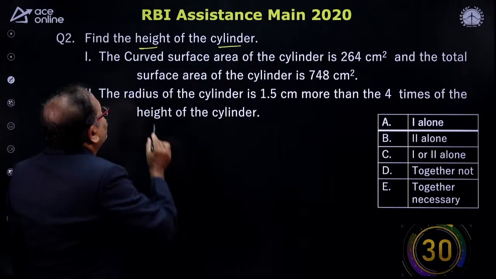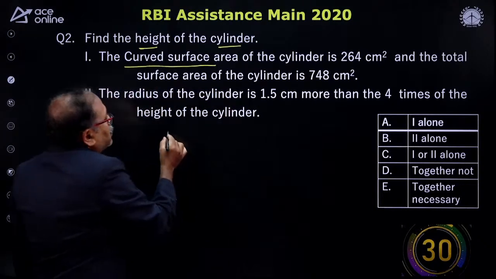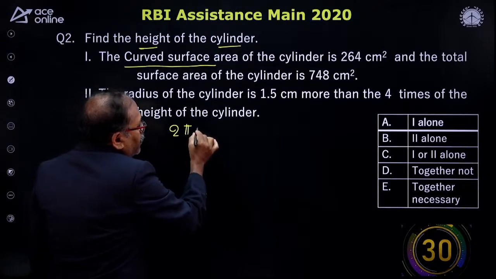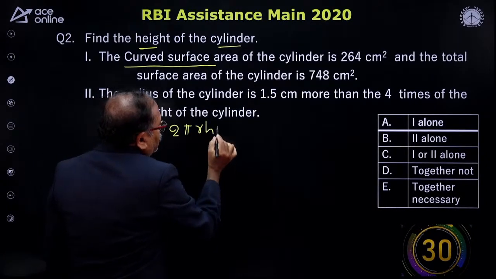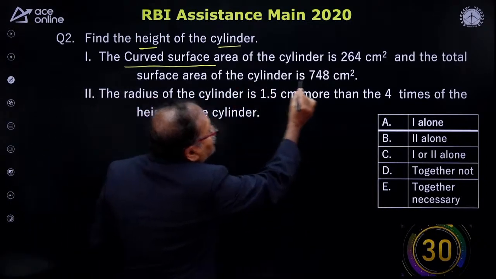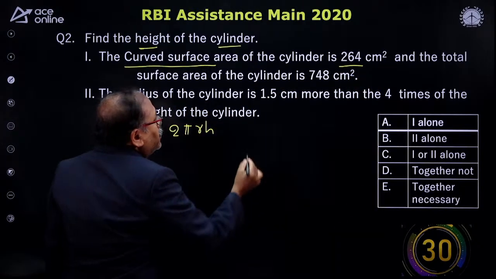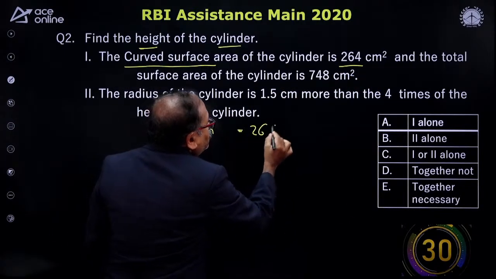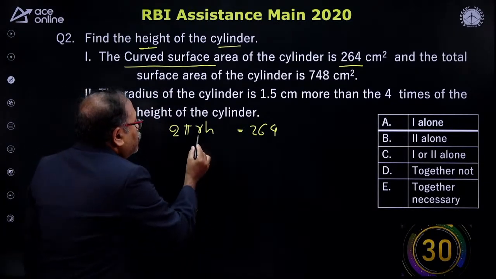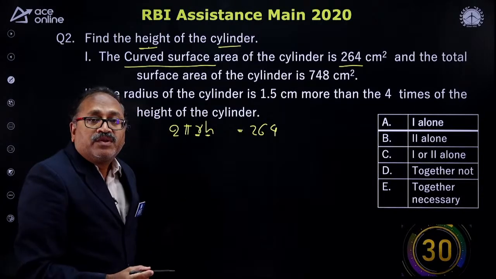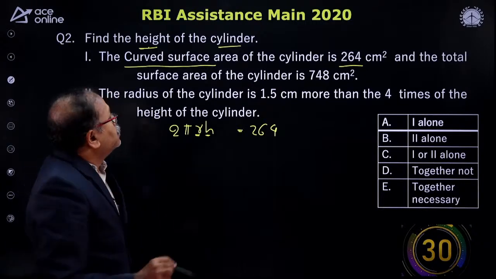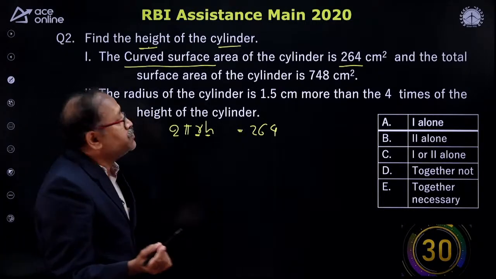Is data 1 sufficient? Curved surface area, I am writing the formula: 2 pi r h. The curved surface area of the cylinder is 264. So what is the question? Height. Can I get the height? I don't know the r value, I don't know the h value. Therefore, I will get r into h, but I will not get r or h. So you have to decide which one is sufficient.